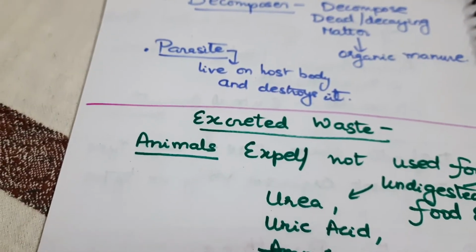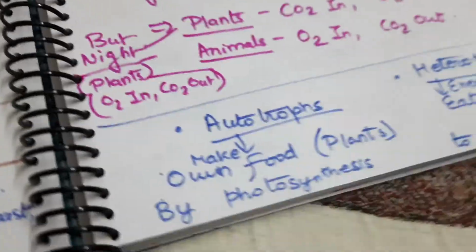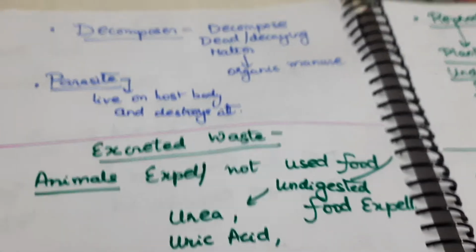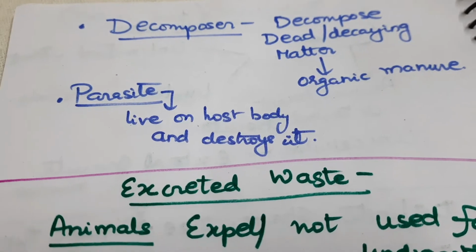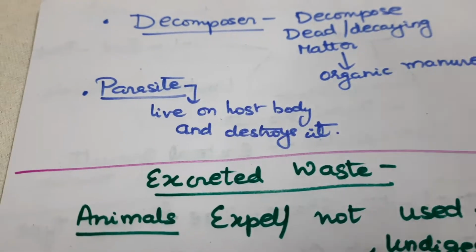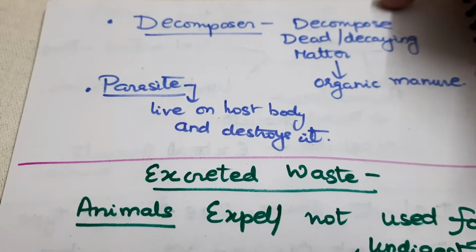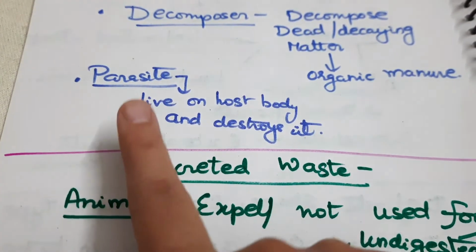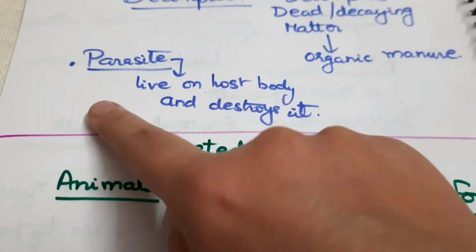Now coming on to living once again. The living has certain more things, like we were talking about autotroph and heterotroph. After that, there is decomposer and parasite. So decomposers decompose the dead and decaying organic matter into organic manure. So bacteria and others are decomposers. Parasites live on their host and destroy the host, so they are very harmful organisms.